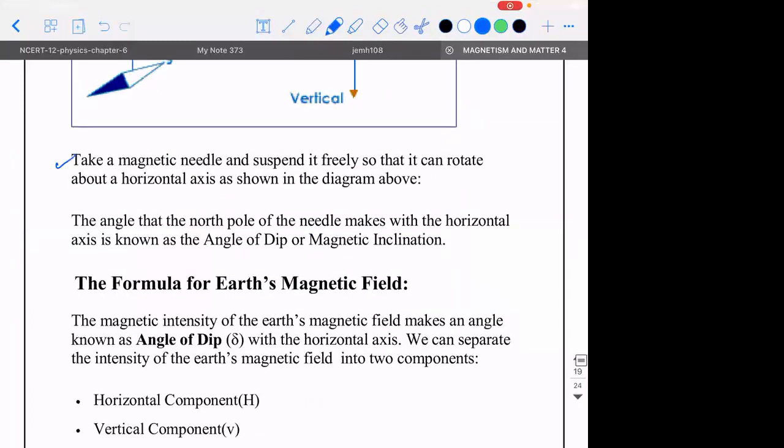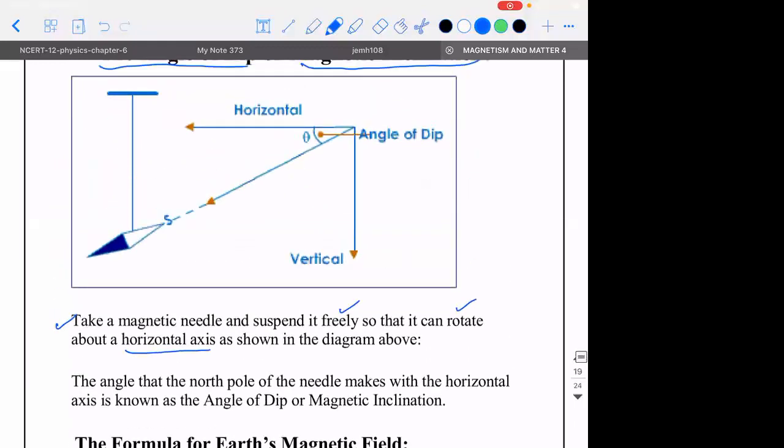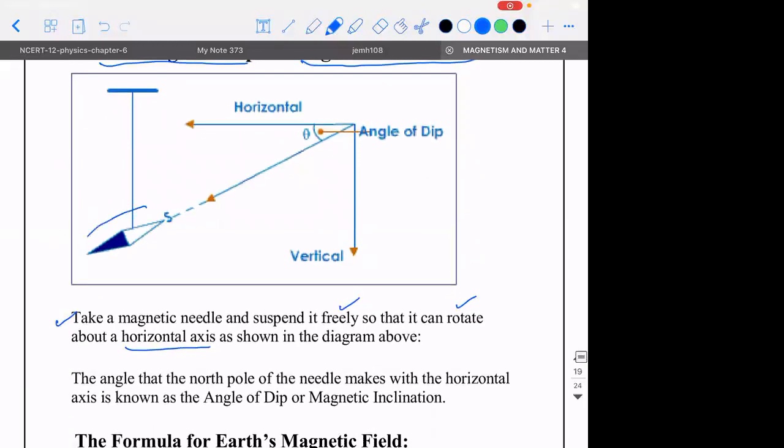Take a magnetic needle and suspend it freely. When they say suspend it freely, suspend it about its center of gravity so that it can rotate about a horizontal axis, as shown in the diagram. The magnetic needle is not horizontal; rather, it is making some angle. If this is the direction of Earth's magnetic field at that location, which I call BE, then this BE makes an angle with the horizontal, and this angle is called the angle of dip, represented by the symbol delta.